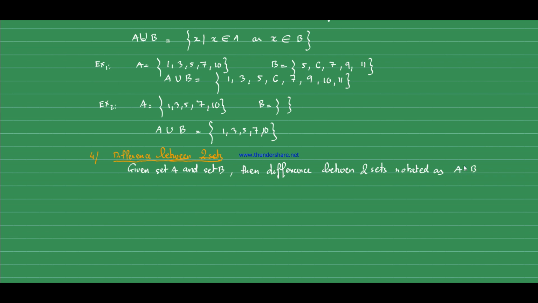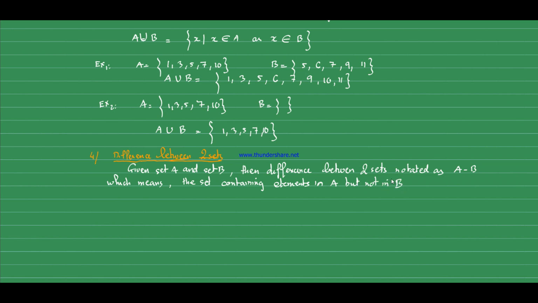But what does it mean by A minus B? The difference between two sets is a set, which means the set containing elements in A but not in B. There you go, that's what I mean.